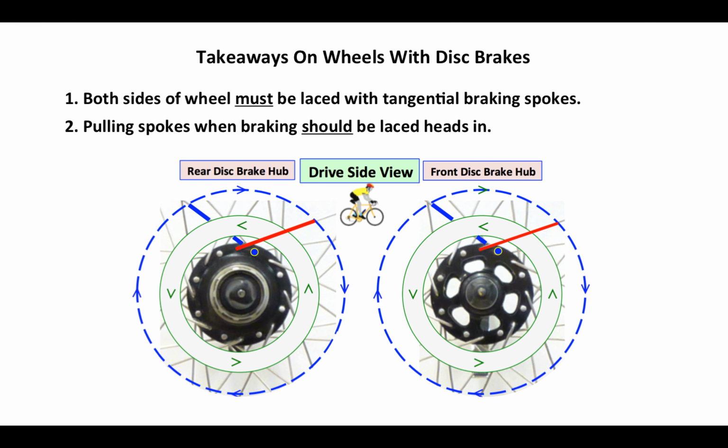In the first comment I said both sides of the wheel must be laced up with tangential braking spokes. In the second I said that the pulling spokes should be laced heads in. If the pulling spokes and the pushing spokes are reversed in terms of their head orientation, it's not a fatal flaw. So of those two, number one is the most important, with tangential braking spokes on both sides of both wheels.